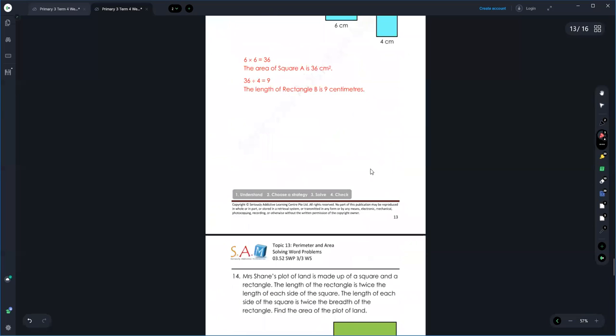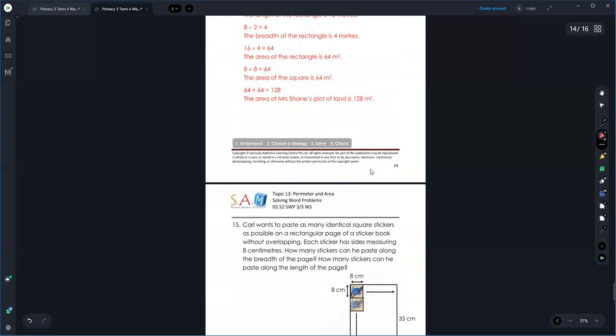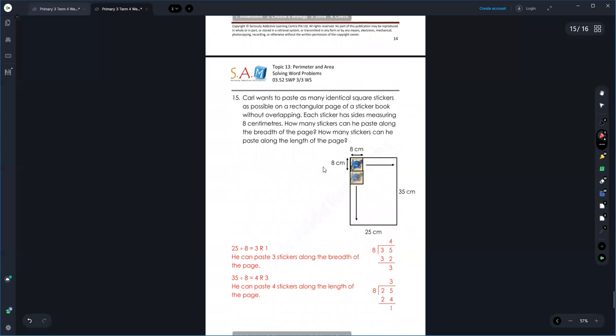And then I would say do the last question here. Question 15 is a bit different from the rest. So it is not about finding the breadth or the area, but it's about finding how many stickers they can stick along the length and how many stickers they can stick along the breadth. Okay, so if the length is 25 cm, each sticker is 8 cm, they take 25 divided by 8. That will be excess, right? But we don't count the excess. The question is maximum number of stickers. So answer is 3. Right?